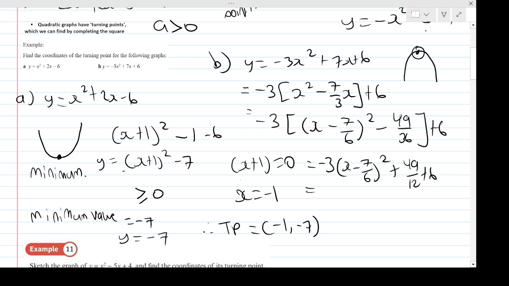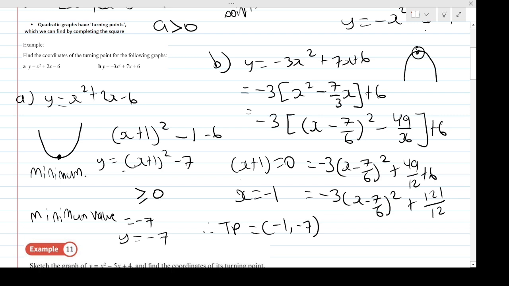Then I'm going to bring the numbers together to get -3 x -7 over 6 all squared, and then add 49 over 12, add 6, which gets me 121 over 12. You can do that on a calculator. Remember, you will have a calculator in your exam. But yeah, so that's the completed square form, right? So now we need the turning point, the coordinate of the maximum point here.